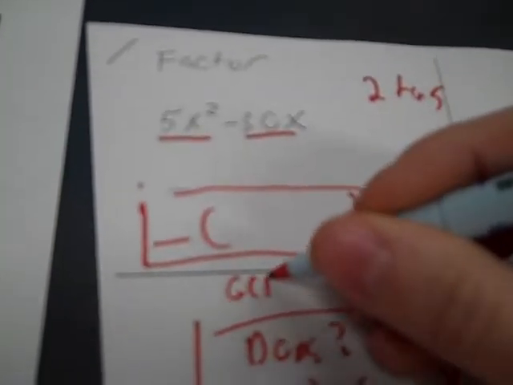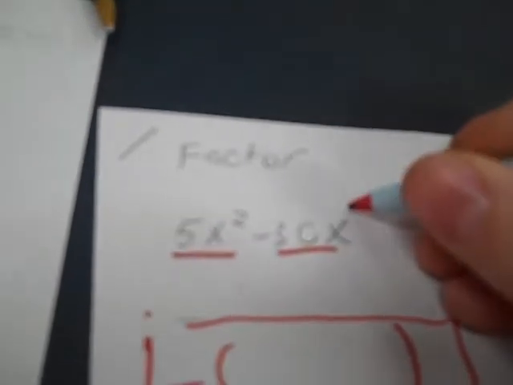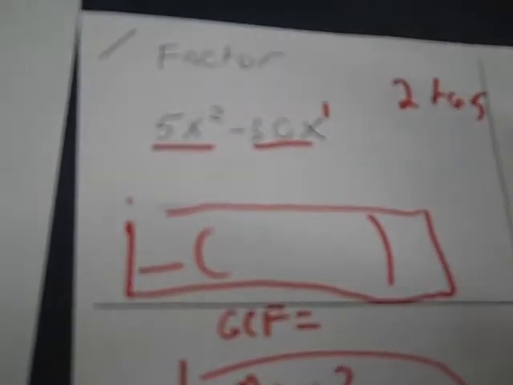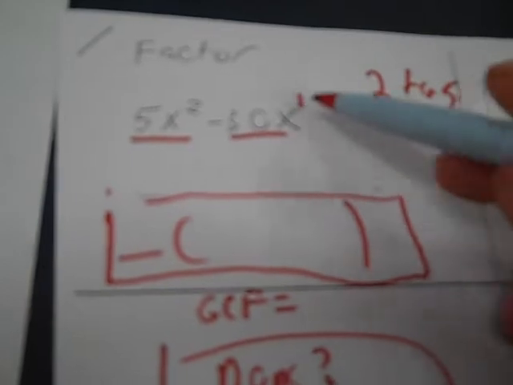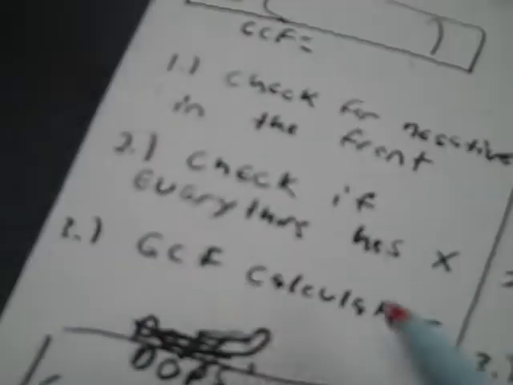Okay, so GCF. So remember the 3 things. Check for the negative in front, it ain't there. Check if everything has x. Well, we got x second next to the 5 and an x to the first next to 30. So you bet everything has x. So I need to take the x that's to the smaller of the 2 powers. And then GCF, calculate your numbers, 5 and 30. And the GCF for that is 5.